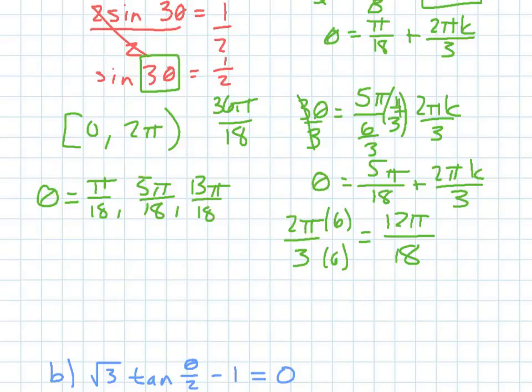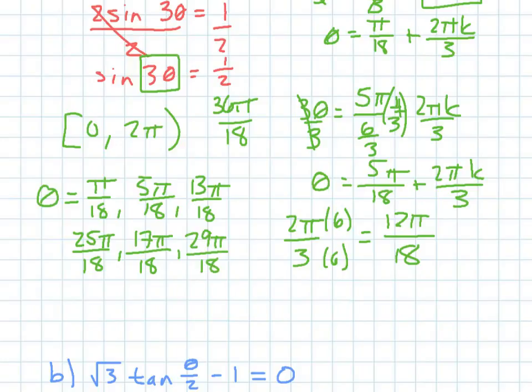Okay? And if I added it again, it would get me 25 18ths. So that's still okay. If I added it again, 25 plus 12 gives me 37. And so that's greater than 36, so then I'm done with that one. Do the same thing with 5 pi over 18. So 5 plus 12 gives me 17. So that's okay. And then 12 plus 17 gives me 29 over 18.